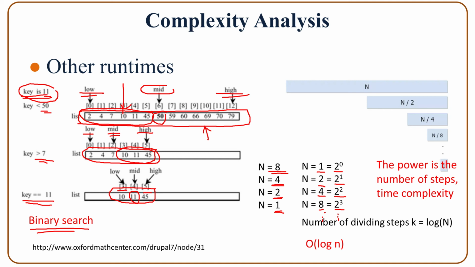The power is actually the number of steps of the dividing steps and also the time complexity. If we call it k, then we can pull out k, and k is log of n, taking the log of both sides of the equation, you get k. So k is log of n, and that is the time complexity.